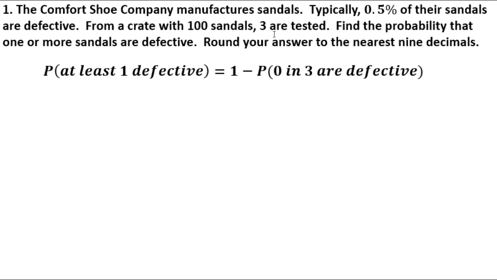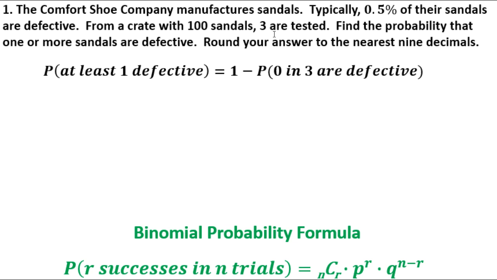So let's bring in our binomial formula, and this is our binomial formula here. We have the combination here, P and Q, and we'll go through all those right now. P is the probability that it is defective, and Q is the probability that it is not defective. The probability that it is defective is 0.5%, and we're going to have to convert that to a decimal. The probability that it's not defective would be 99.5%, and we'll have to convert that as well. Now let's find out what our N and our R are.